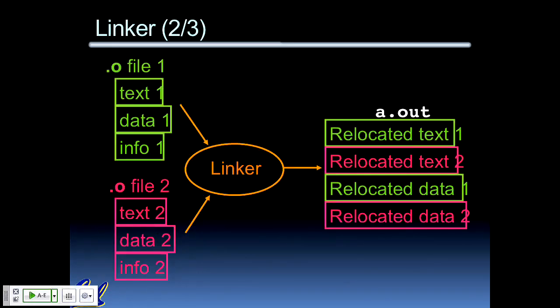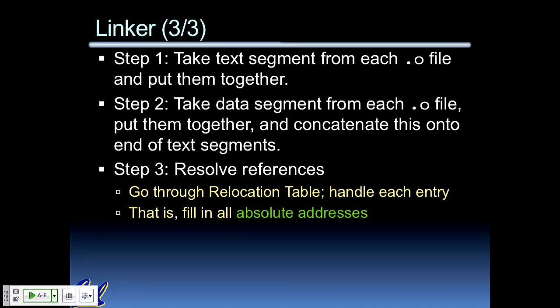Okay, so schematically, what the linker is doing is taking two object files. This is just showing two of them. Each one has some text, some data, and some information, right? The linker uses the information to put the text together and put the data together into a single file, so it becomes a single executable. You take the text from each file, put those together, take the data from each file, put those together, and lay them out in that standard memory map we described, with the text at the bottom and the data next.